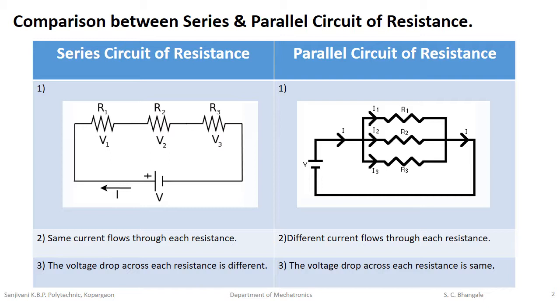For a series circuit, the same current flows through each resistance. For a parallel circuit, different current flows through each resistance. For a series circuit, the voltage drop across each resistor is different. For a parallel circuit, the voltage drop across each resistance is the same. These two points are very important for series circuit and for parallel circuit.